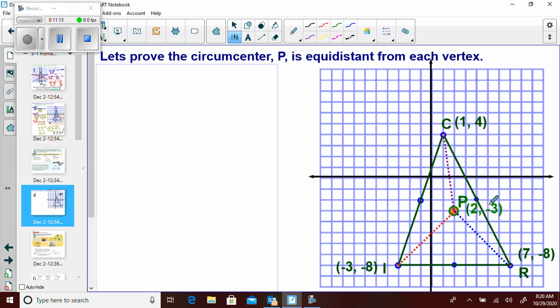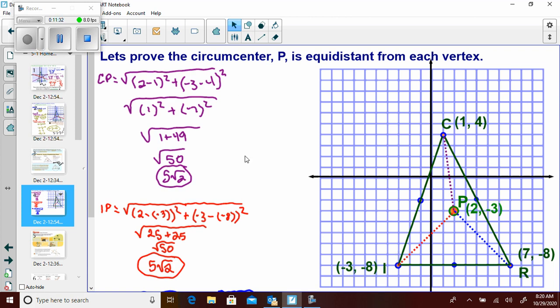Let's look back at our original problem, right? Here's our original problem. P is our circumcenter. What would I need to prove that this point P is the same distance from all vertices? What would I need? Yep, that's correct. A good old distance formula.